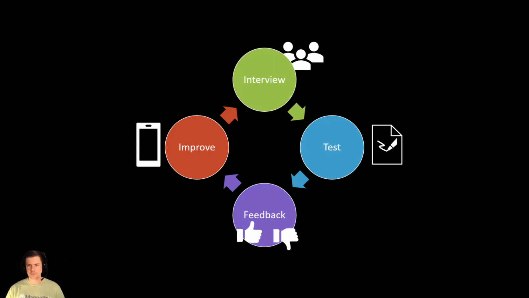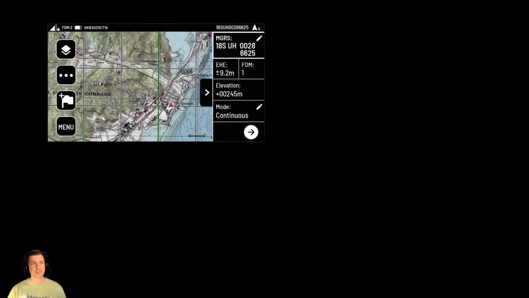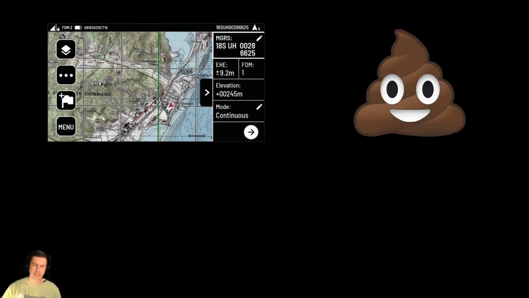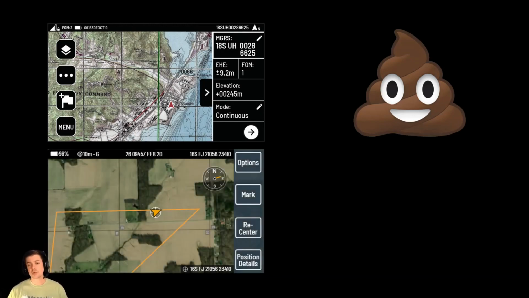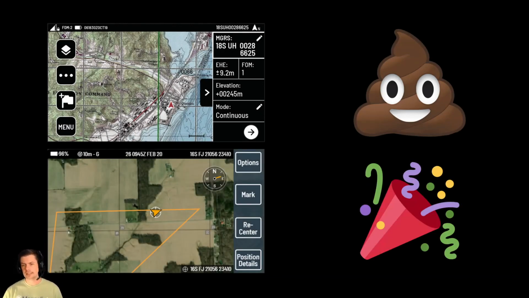So what's the lesson here? Our user-centered design process, going from interviews through testing, feedback, and improvements, helped us deliver a better product for the end user. Because if we hadn't talked to our users, if we'd never tested our assumptions, we would have delivered our initial interface, which our users did not like, instead of our final prototype, which they did like. So, in conclusion, talk to your users.